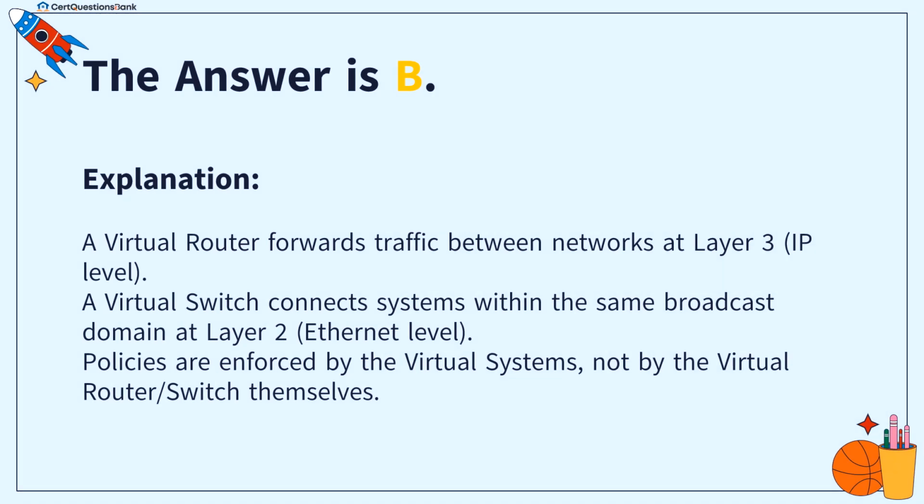The answer is B. A virtual router forwards traffic between networks at layer 3, IP level. A virtual switch connects systems within the same broadcast domain at layer 2, Ethernet level. Policies are enforced by the virtual systems, not by the virtual router or switch themselves.